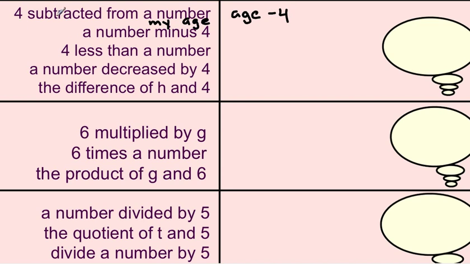So if I want to take 4 subtracted from a number, I need to start with that number first and subtract 4. Again, all of these should say the same thing. A number minus 4. 4 less than a number. In order to take 4 less than a number, I need to know what that number is first, which tells me the x comes first. A number decreased by 4, and then its vocabulary term of difference.